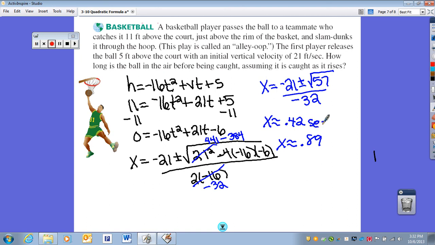So there are two answers for this problem, and the reason is because when the first player releases the ball at 5 feet, the other player catches it at 11 feet, then puts it in the hoop, and then the ball is going to come back down. So notice that the question says, how long is the ball in the air before being caught, assuming it is caught as it rises? So as it rises is going to be our first answer. The second would be as if the ball were coming down. So this will be at 0.42 seconds.